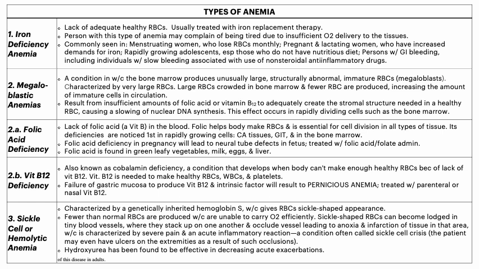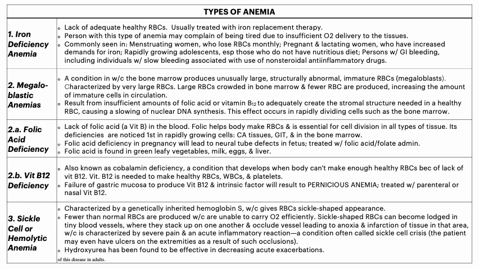Okay, the vitamin B12 deficiency. This is also known as cobalamin deficiency, a condition that develops when the body can't make enough healthy RBCs because of lack of vitamin B12, which is needed to make healthy RBCs, WBCs, and platelets. Failure of gastric mucosa to produce intrinsic factor, needed for vitamin B12 absorption, will result in pernicious anemia, and this is treated with parenteral and nasal vitamin B12.